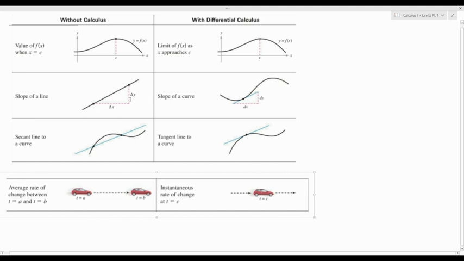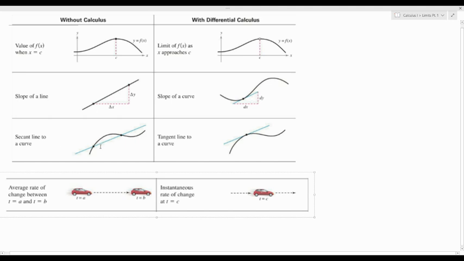Okay. Without calculus, we learn slopes of lines, right? Change in y over change in x. Sometimes we call this the rise over the run. Well, we can extend that to the slope of a curve, right? So we can talk about slopes for more than just lines with calculus.